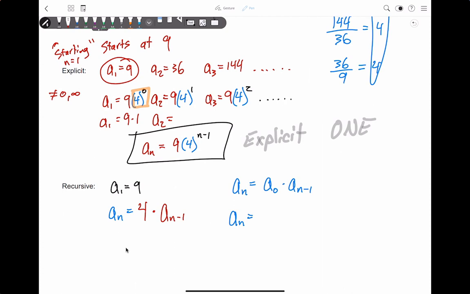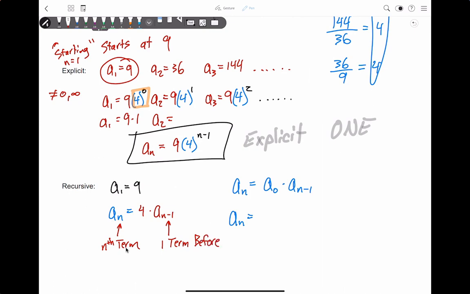Let me clean that up a little bit. That looks a little confusing. 4 times a sub n minus 1. This again is the now term, otherwise known as the nth term. And this is the n minus 1 term, otherwise one term before, or the previous term.